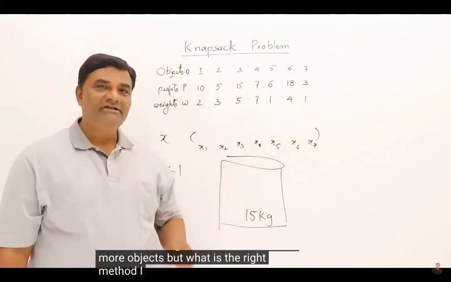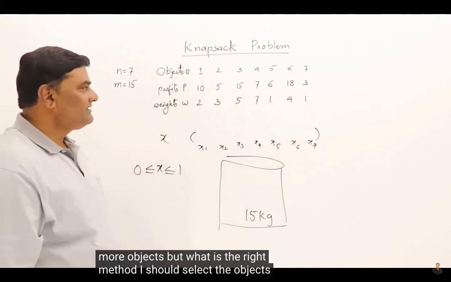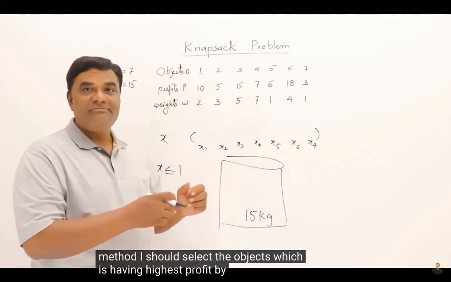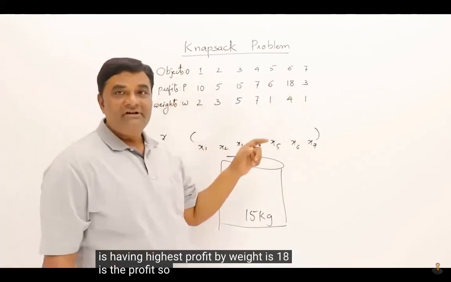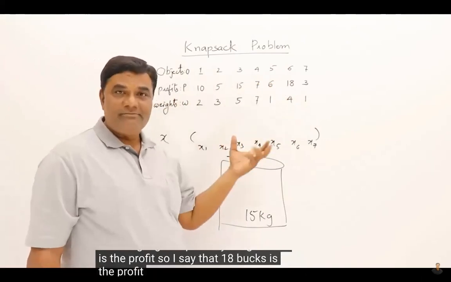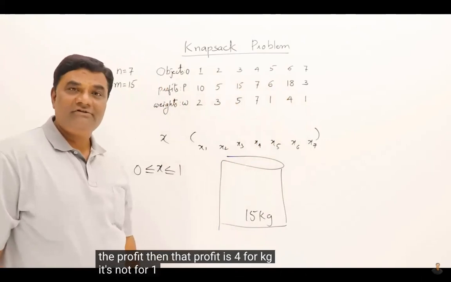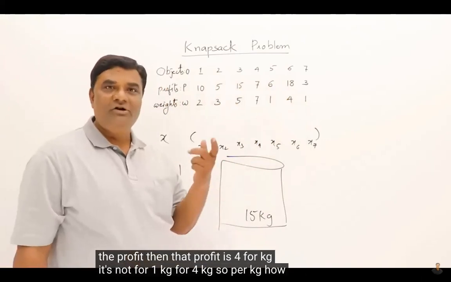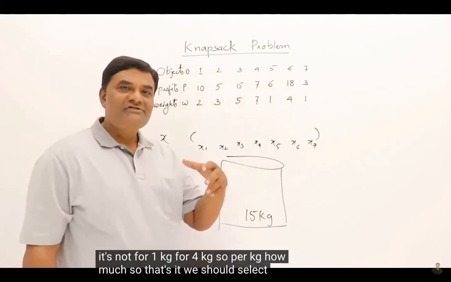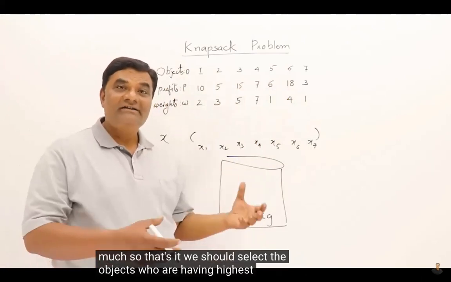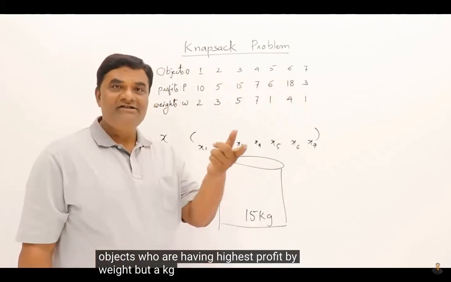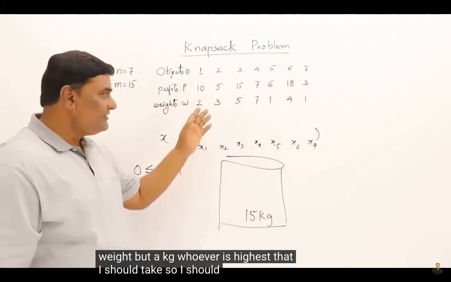But what is the right method? I should select the objects which is having highest profit by weight. Say 18 is the profit. So I say that 18 bucks is the profit. Then that profit is for 4 kg. It's not for 1 kg, it's for 4 kg. So per kg, how much? So that's it. We should select the objects who are having highest profit by weight. Per kg, whoever is highest, that I should take. So I should calculate this one.